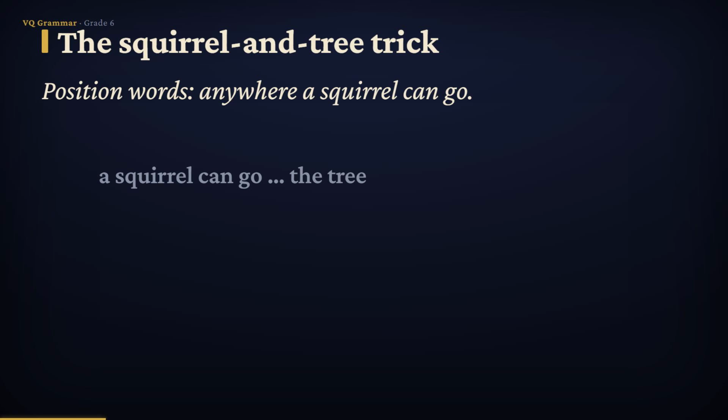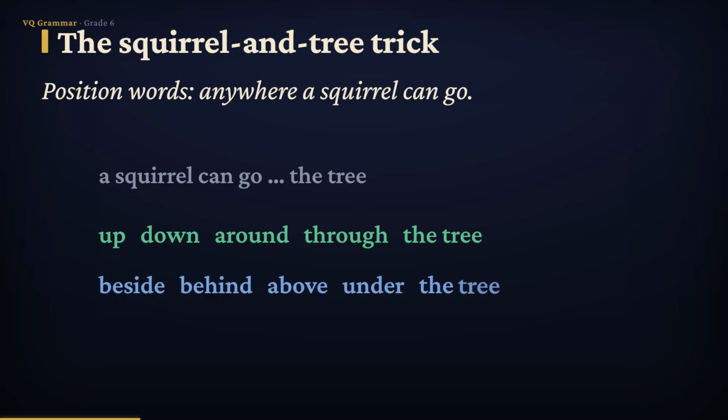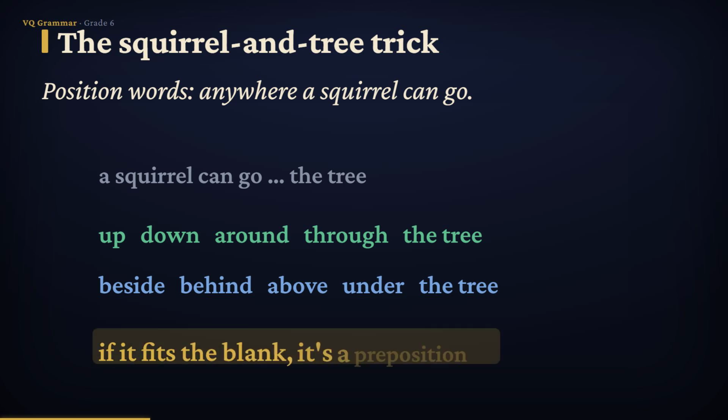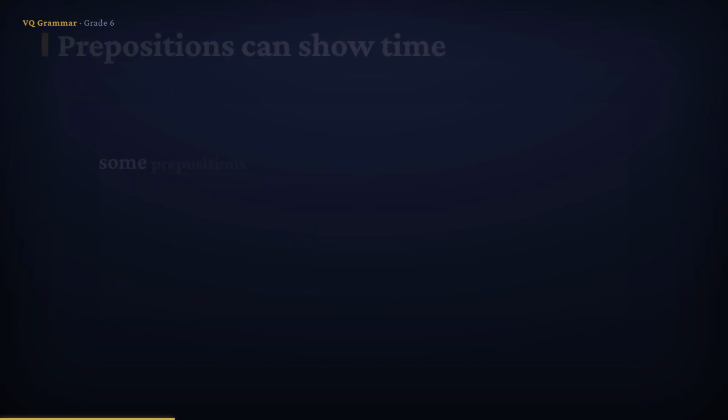Here's a trick that makes position prepositions click. Picture a squirrel and a tree, and try filling in this blank. A squirrel can go blank, the tree. A squirrel can go up the tree, down the tree, around the tree, or through the tree. It can sit beside the tree, hide behind the tree, climb above the tree, or nap under the tree. Every one of those words that fits the blank, up, down, around, beside, behind, under, is a preposition. If a word can tell you where the squirrel goes, it's very likely a preposition.